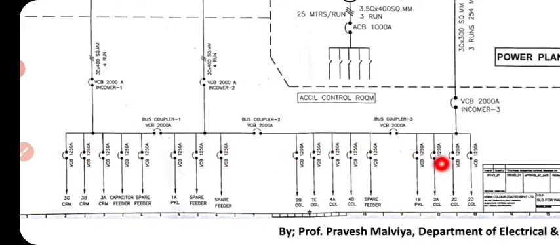This was the distribution of 11 kV, 3C CRM. The first is 3C CRM. It was fed to a transformer. We had given it the name 3C. CRM means cold roll mill. Like this we had given names to all those LT transformers.